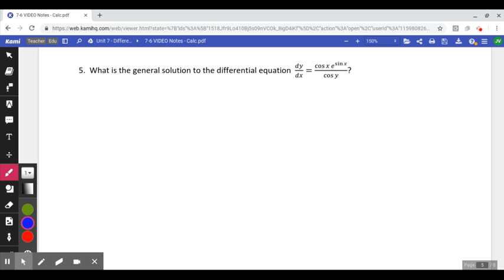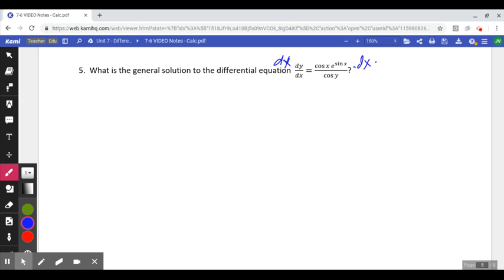In example 5, we're asked to find the general solution to the differential equation given on the right-hand side. The general solution to a differential equation is an equation that has a derivative of, in this case, cosine x e to the sine x over cosine y. The very first thing to do with these types of problems when finding a general solution is to separate your variables. So what we'll do here is multiply by dx on each side to start this one off.